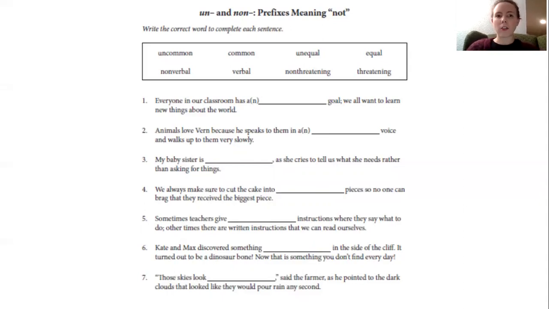So I'm going to go back to everyone in our classroom has a common goal, that means the same goal, or an equal goal. I think that the best word that would go there is common. So I'm just going to write number 1, common. And then I would know I can't use that word for any other sentences and go on to number 2. So you'll just take a picture of those 1 through 7 to turn into me.